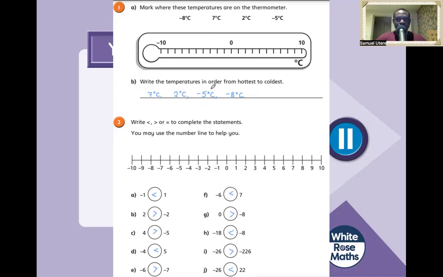Next, write the temperatures in order from hottest to coldest. And this is the order. Next, you're asked to write either the less than symbol, greater than symbol, or equal to symbol to complete the statements. You may use the number line to help you. Remember, the further you go to the right, the bigger the number. The further you go to the left, the smaller the number.